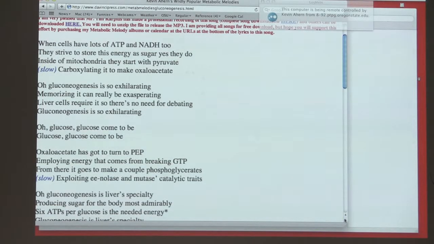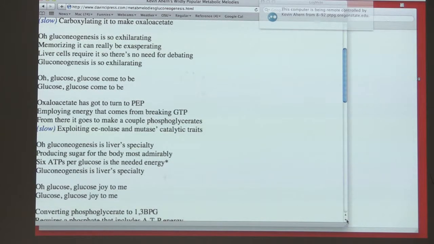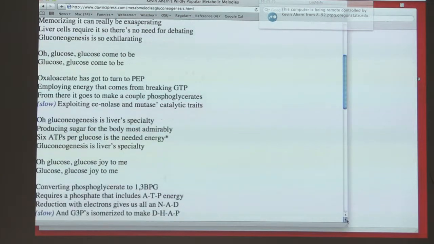When cells have lots of ATP and NADH2, they strive to store this energy as sugar, yes they do. Inside a mitochondria, they start with pyruvate, carboxylating it to make oxaloacetate. Oh, gluconeogenesis is so exhilarating. Memorizing it can really be exasperating. Liver cells require it, so there's no need for debating. Gluconeogenesis is so exhilarating. Glucose, glucose, come to be. Glucose, glucose, come to be.